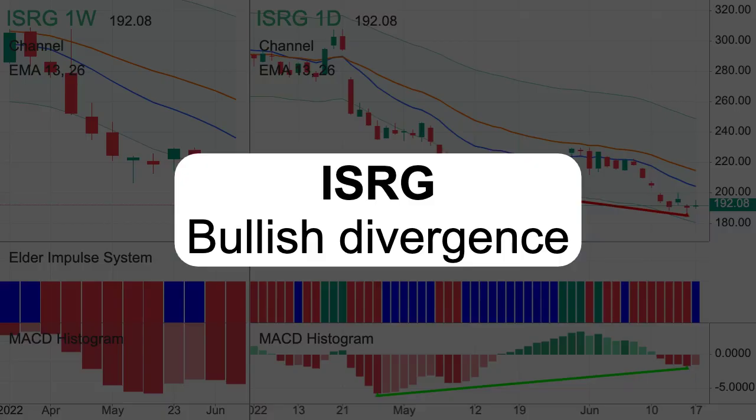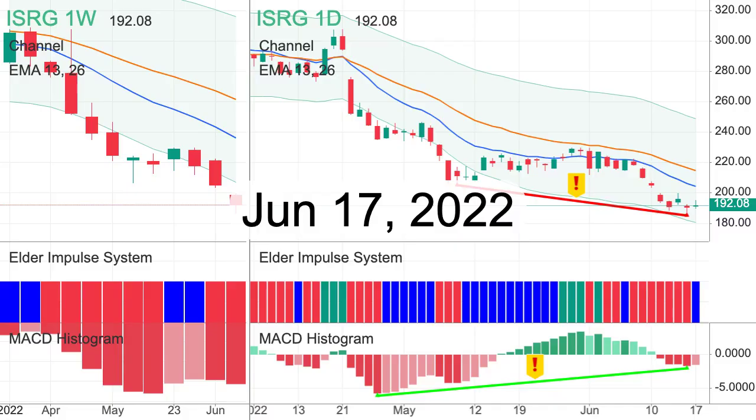Let's consider the stock of Intuitive Surgical Inc. On June 17, 2022, a bull divergence formed in a downtrend. This is a strong buy signal. There is a first light bar on the histogram. Are you ready to submit a buy order?